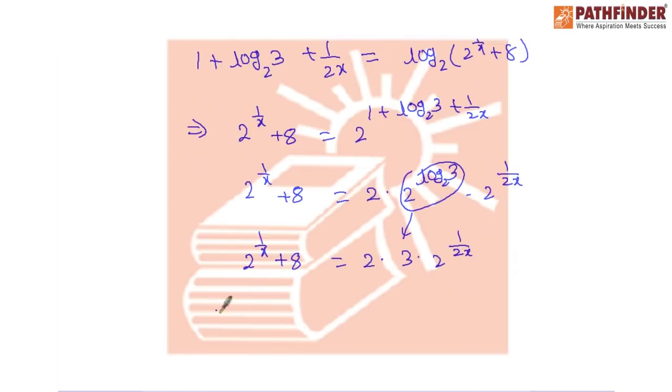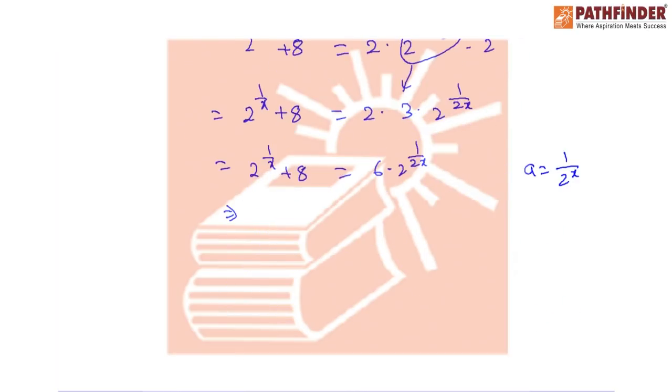Now next step, this is equal to 2 to the power 1 by x plus 8 is equal to 6 times 2 to the power 1 by 2x. Now if we assume a is equal to 1 by 2 to the power x, then this is a square. So on solving the equation for a, we will get a square minus 6a plus 8 equal to 0, a equal to 4 or a equal to 2. So finally x is equal to 1 by 4 or 1 by 2, which is given in option B.